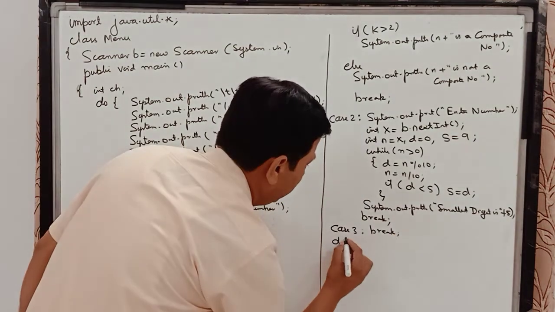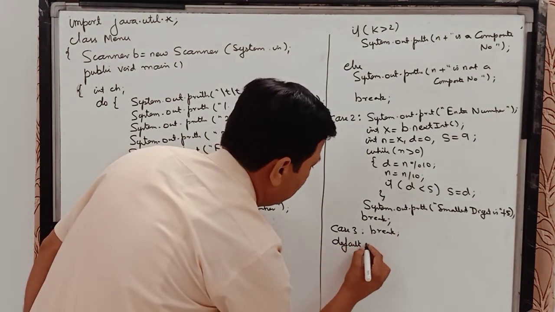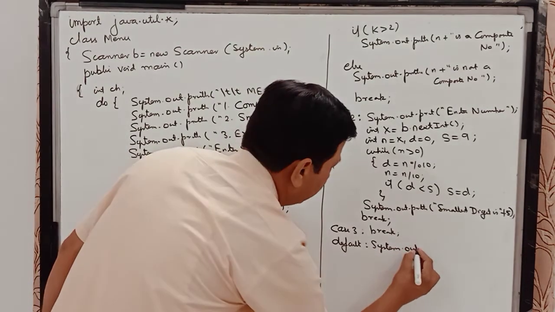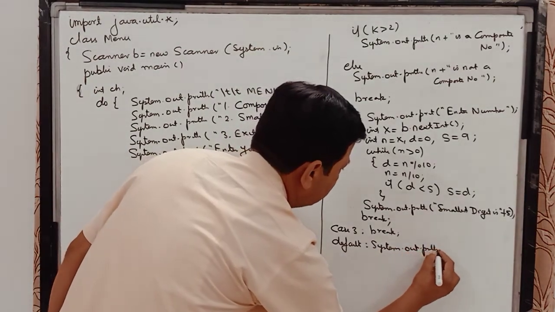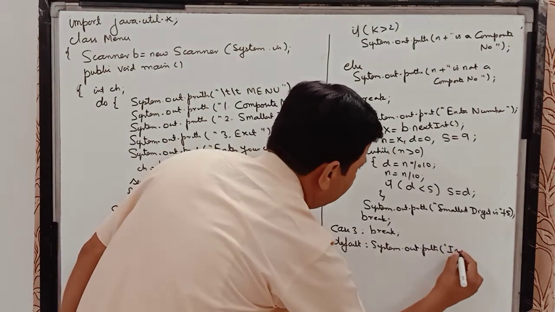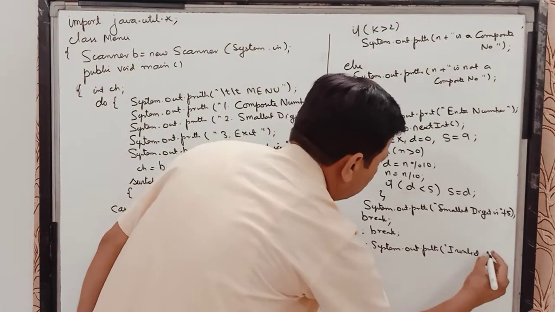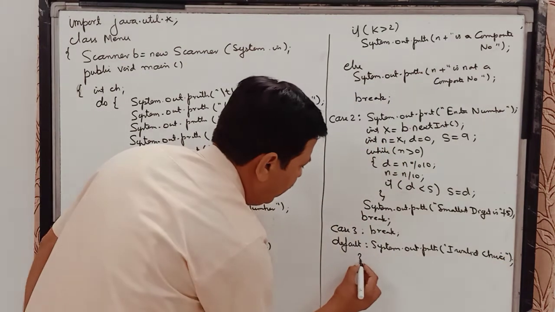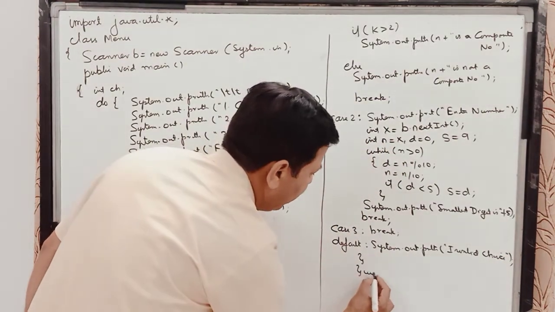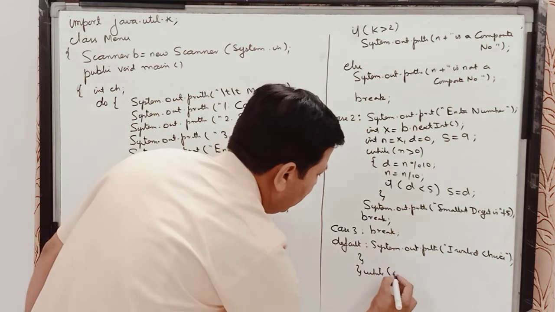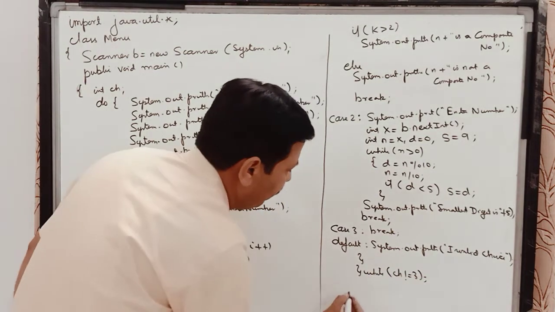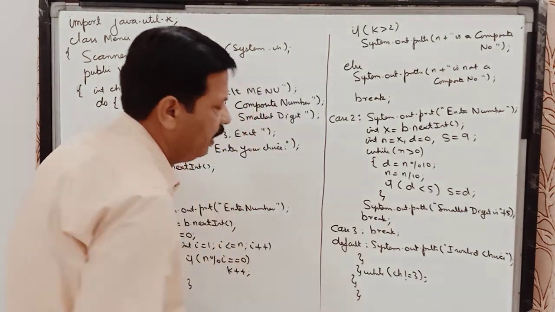For the default, I write the invalid choice. So with the print statement, I am writing invalid choice or entry, whatever you want to say. Here I end the switch case block. Here I end the while statement, and I continue this program while ch is not equal to 3. So end of method, end of class.